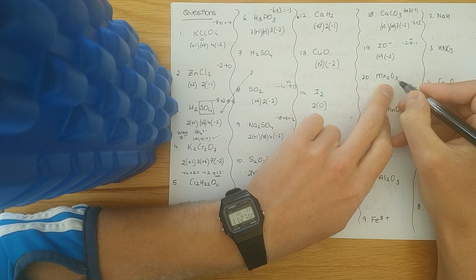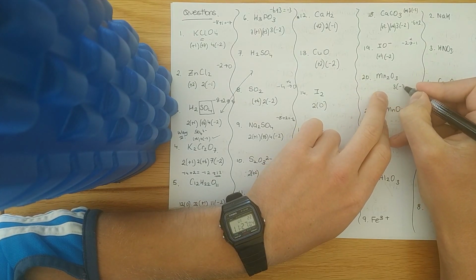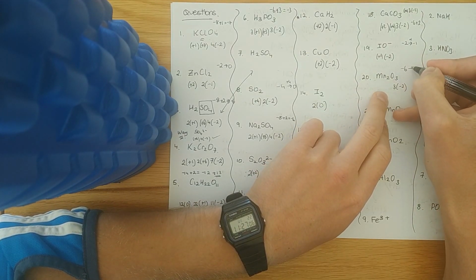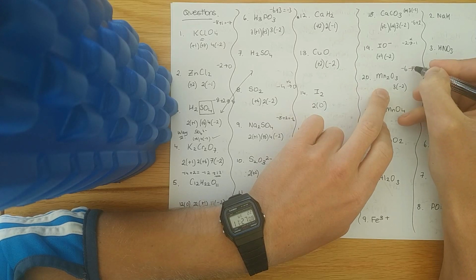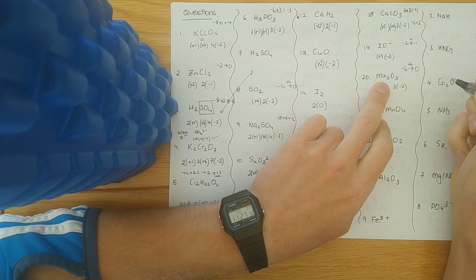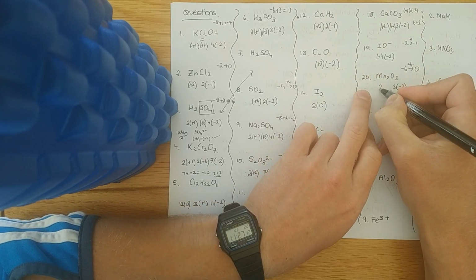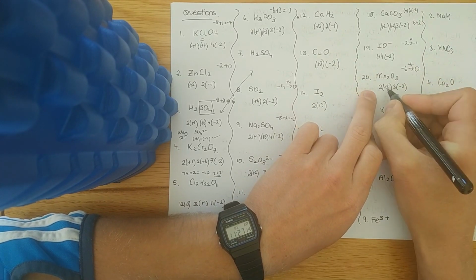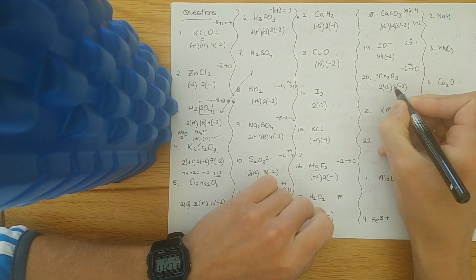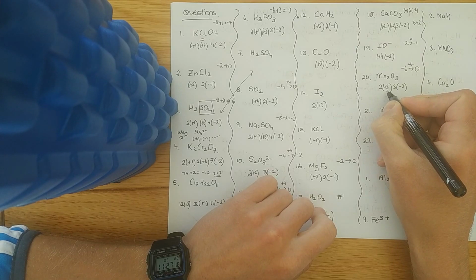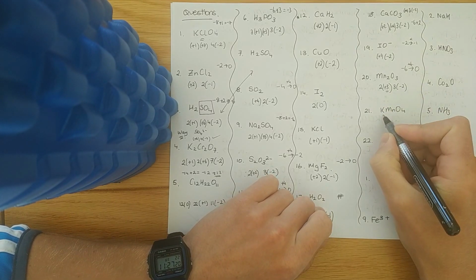Manganese in here, we don't know. Oxygen, we do. 3 times minus 2, we're at minus 6. You want to get it to 0, so you're going to be adding on 6. And you're adding on 6 split amongst the 2, the charge that one atom appears to have. So if they ask you for the oxidation number of manganese, it's plus 3.